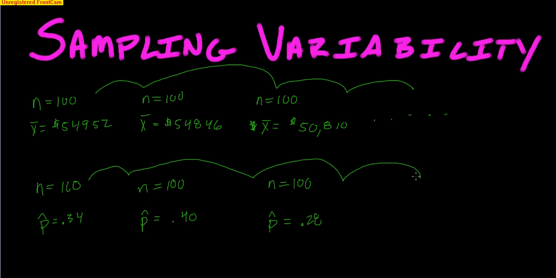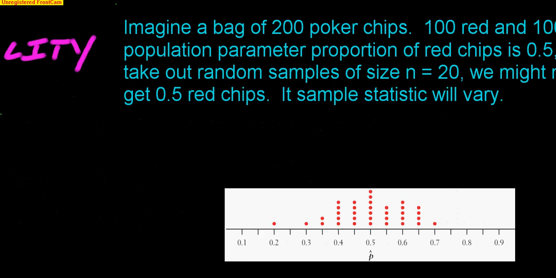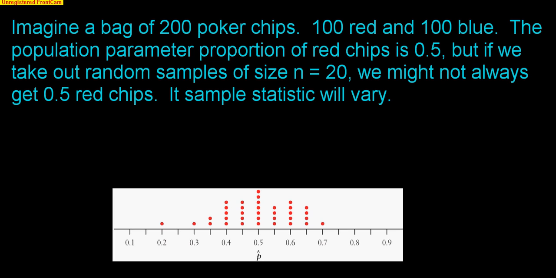In fact, that's the one thing that's kind of true in this world, is that samples are going to vary. And the whole idea is if we understand how samples vary, we could start to pin down what the true population value would be. All right, so to illustrate this idea of sampling variability, let's look at this situation. Imagine a bag of 200 poker chips, 100 red and 100 blue.